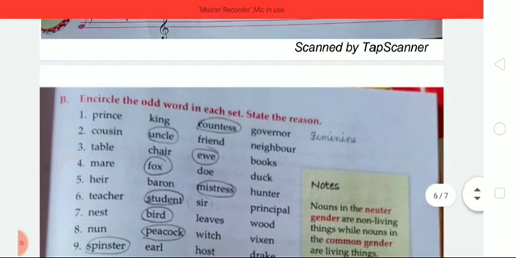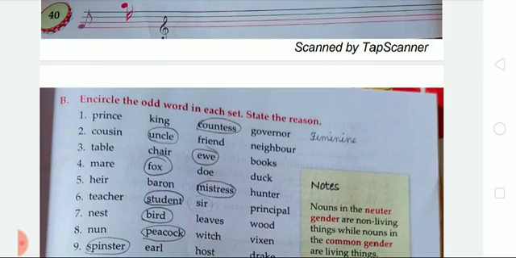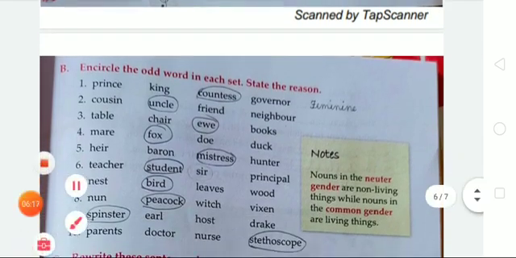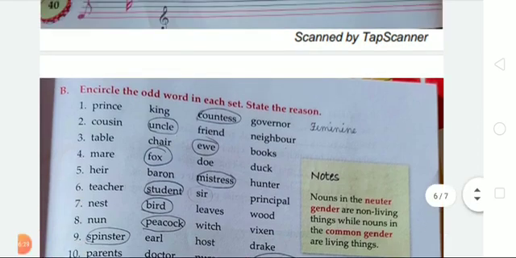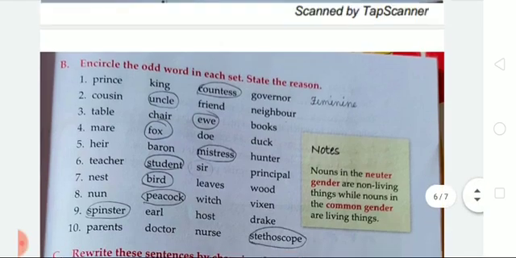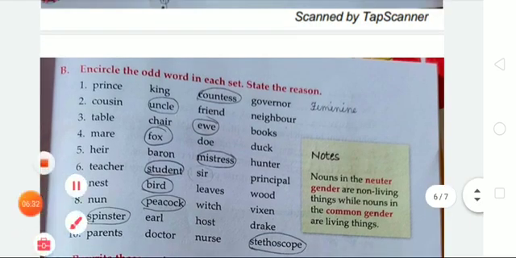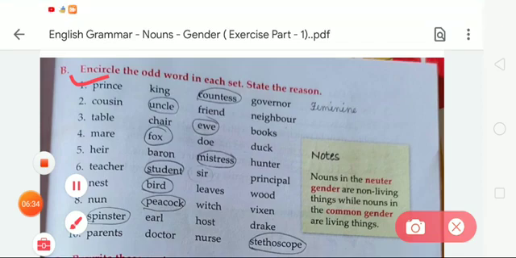Now we are moving to the next exercise, which is given on the next page, page number 41. So students, in this exercise we have to encircle the odd word in each set. State the reason. Here we have to encircle the given odd words. So let's circle them. The first is prince, king, countenance and governor. So we have to circle the word countenance.